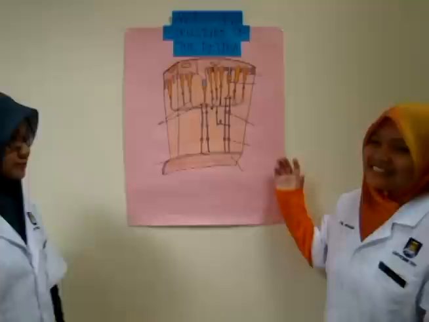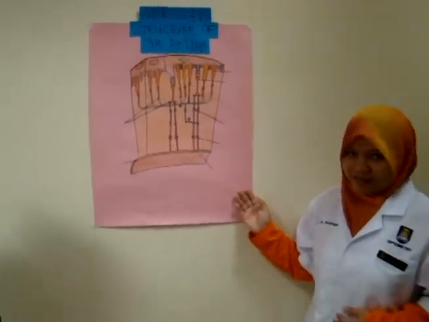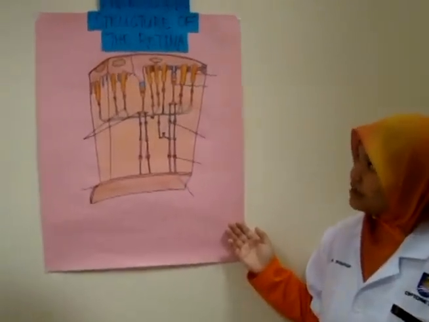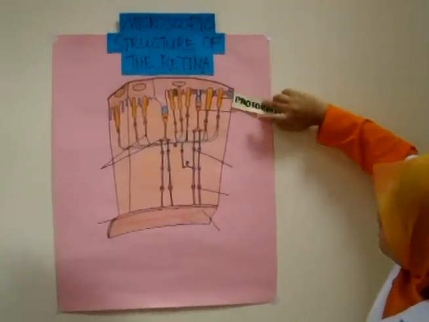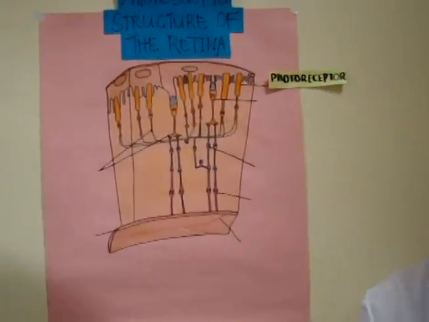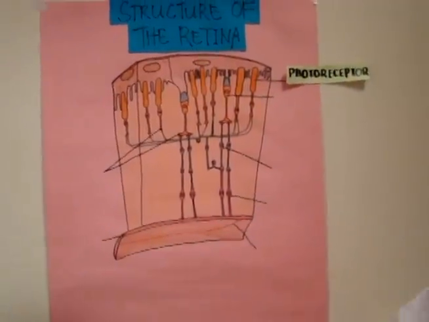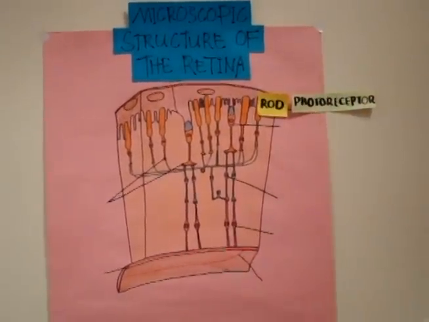Hi, I am Dr. Shafeera. Hi, I am Dr. Anis Ashiki. Hi kids, this is the microscopic structure of the retina. So what is inside the retina? Firstly, the retina has photoreceptors. The photoreceptors are composed of rods and cones.